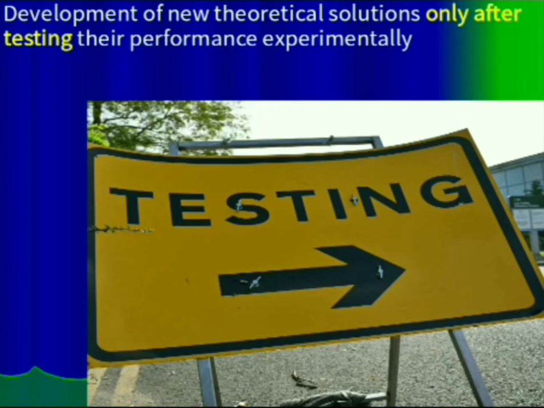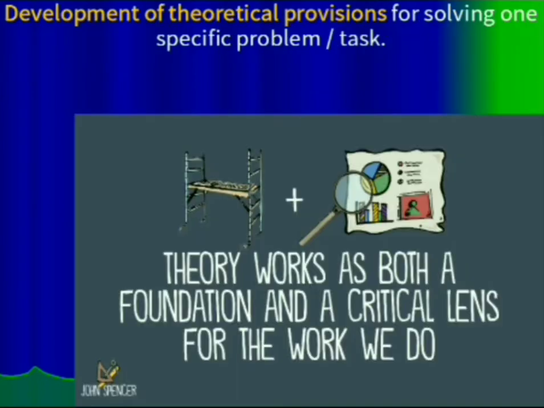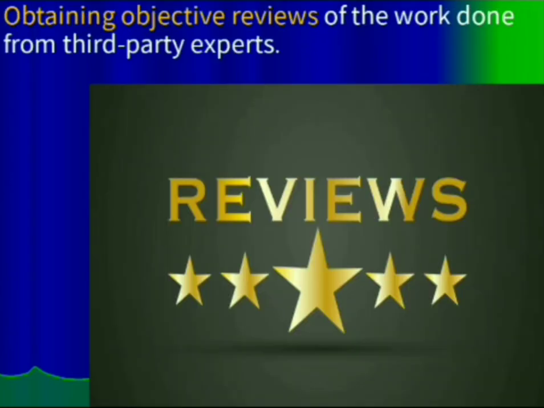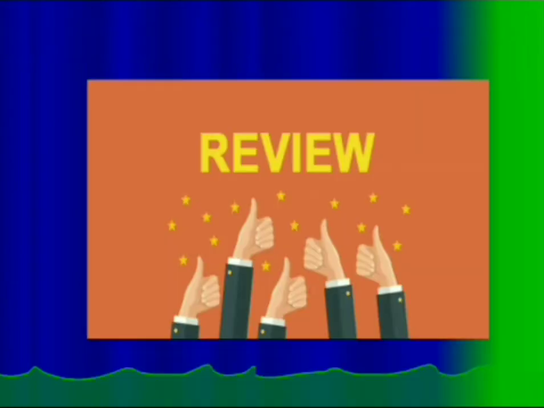And of course, your theoretical solution will be approved only by testing. If they examine and check the results of your work, then they will prove your work. Your paper should consist of a theoretical and a practical part. Publication of the research results should be peer-reviewed in scientific journals. That means you should publish your articles in several journals, both international and local. The reviewers should give objective reviews on your work, and of course, they should give positive reviews, positive marks, positive evaluation to your work.